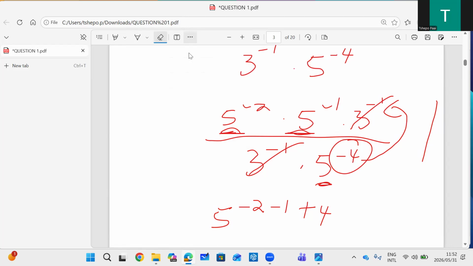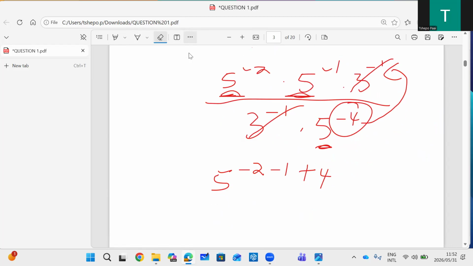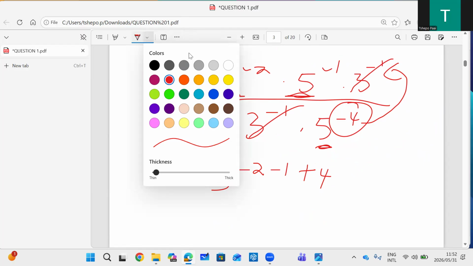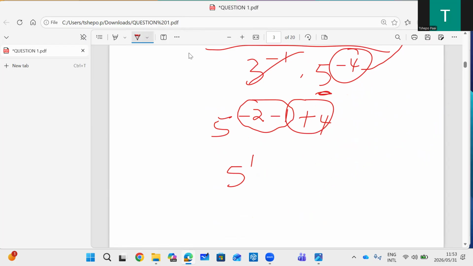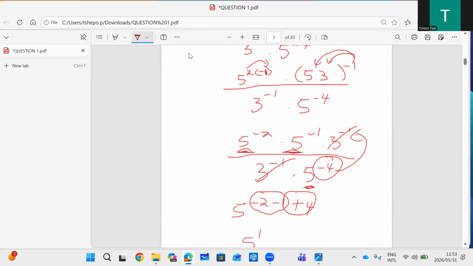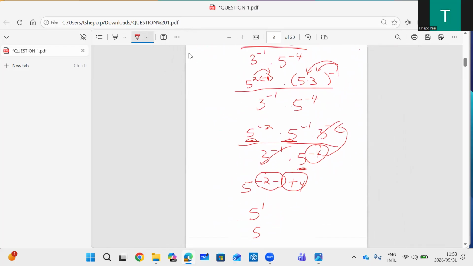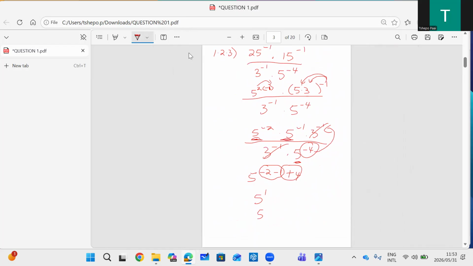Then you are left with, moving on to the next step, 5 to the exponent minus 2 and minus 1 is minus 3 plus 4, we end up with 1. So 5 to the exponent 1, which is 5. So that will be the final answer for 1.2.3. 5 will be the final answer. Then we can look at the next question.